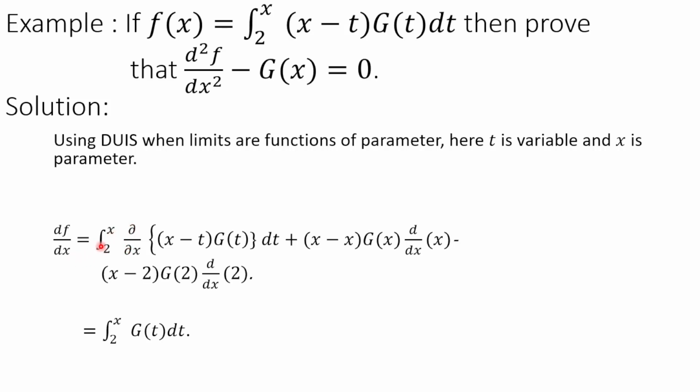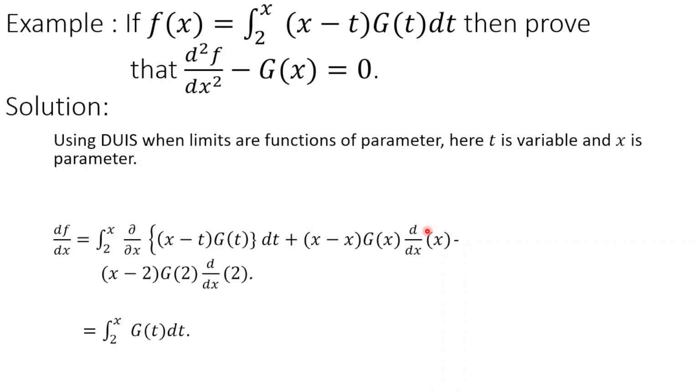x. Remember, when we are bringing differentiation under the integral sign, it becomes a partial derivative with respect to x. We need to remember here t is variable and x is parameter. So ∂/∂x of (x minus t) g of t dt plus f of upper limit comma parameter. Upper limit is x, so (x minus x) g of x, d by dx of upper limit.